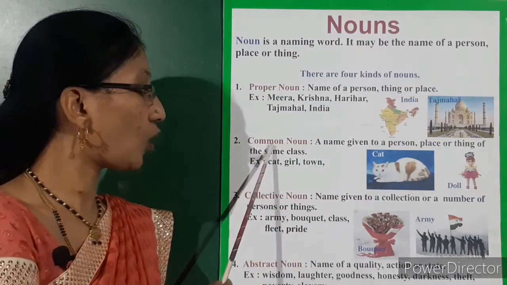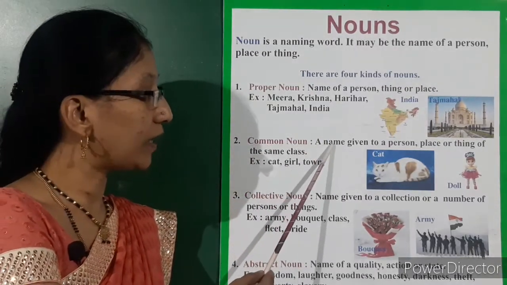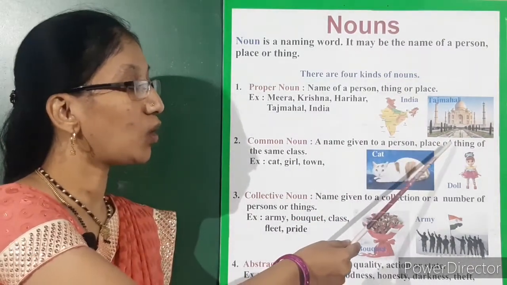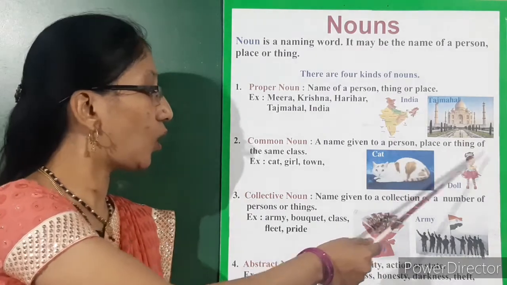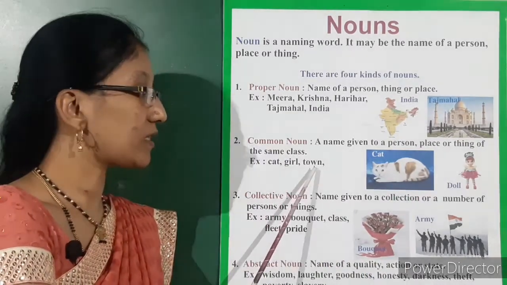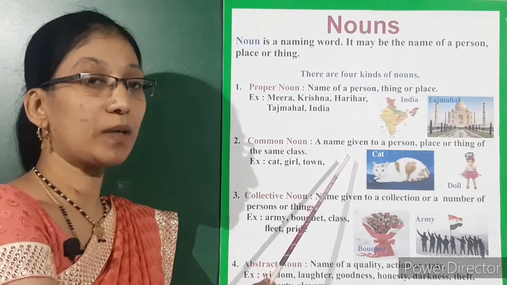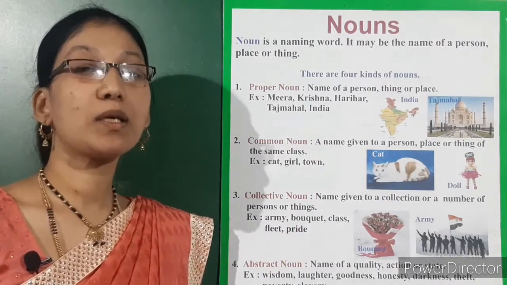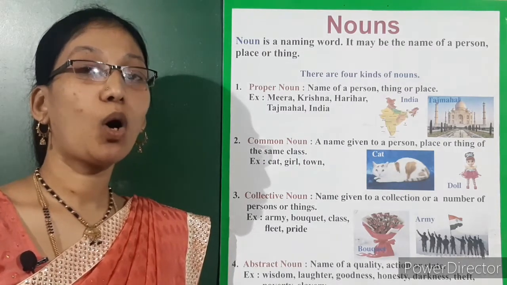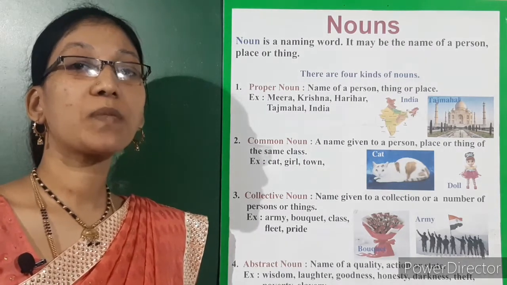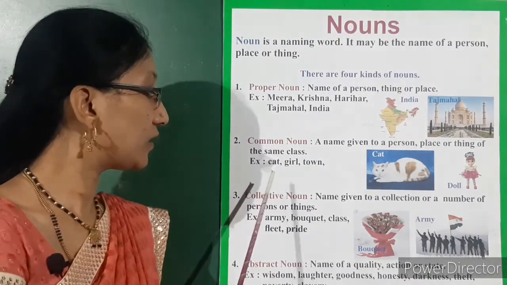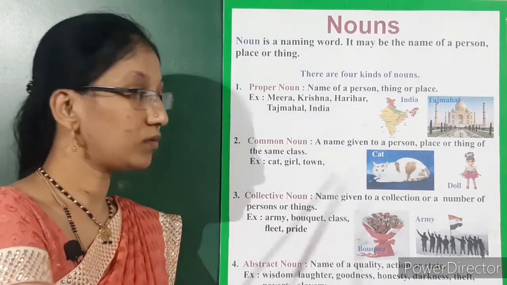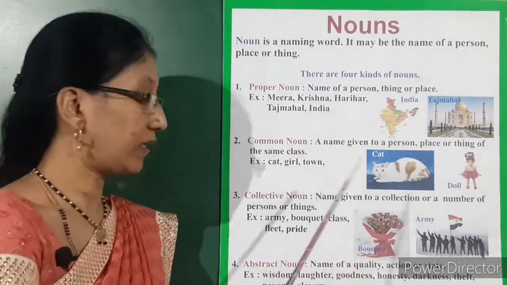Second one is common noun. A name given to a person, place or thing of the same class. A common name or usage given to a person, place, animal or thing in the same class. For example, cat, girl, town, doll, etc.